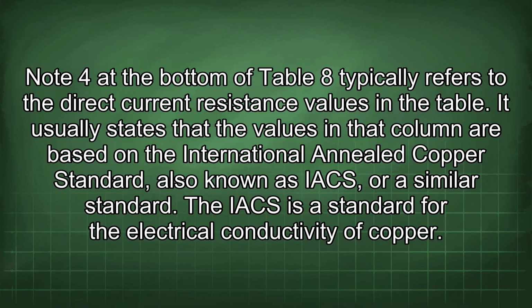Note 4 at the bottom of Table 8 typically refers to the direct current resistance values in the table. It usually states that the values in that column are based on the International Annealed Copper Standard, also known as IACS, or a similar standard. The IACS is a standard for the electrical conductivity of copper.